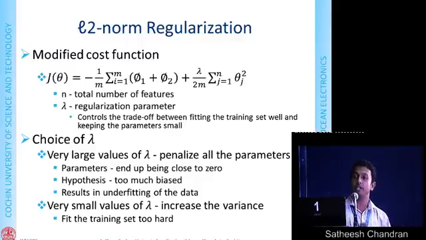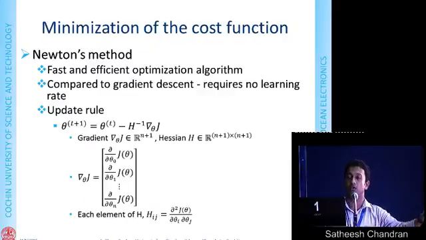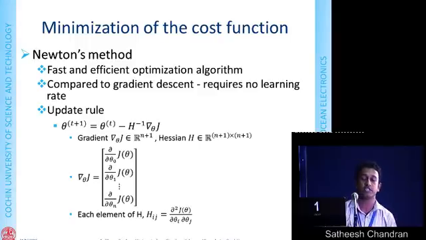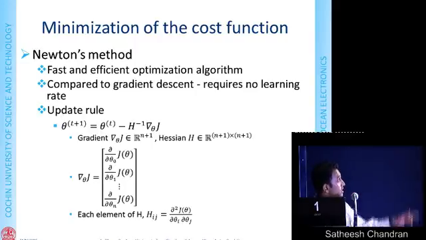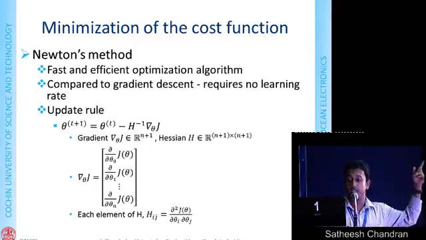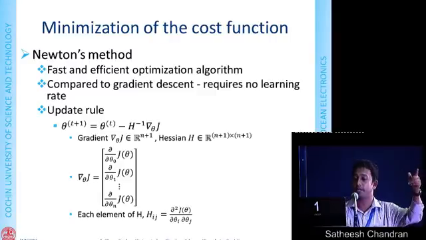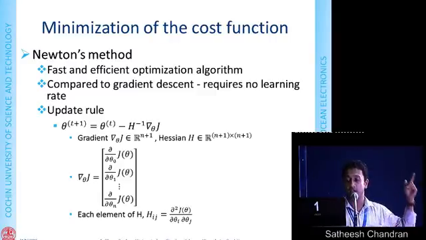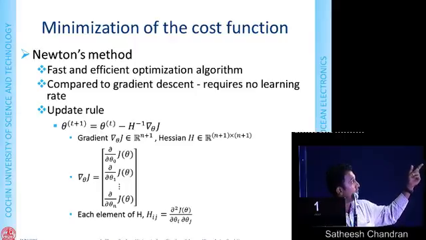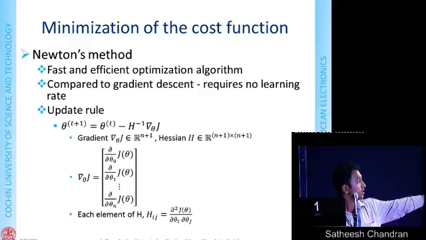Now, how can we minimize the cost function? There is a method called gradient descent to minimize the objective function, but it requires an additional parameter, the learning rate. So we have gone for Newton's method, a very fast and efficient algorithm which, compared with gradient descent, has no need for the learning rate. The update rule for Newton's method is like this: theta new is given by theta present minus the Hessian inverse times del theta J, where del theta J is the gradient, which is the first order partial derivative vector, and the Hessian is defined as that one.